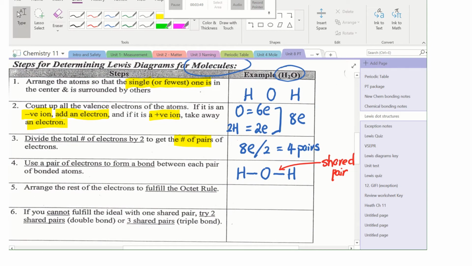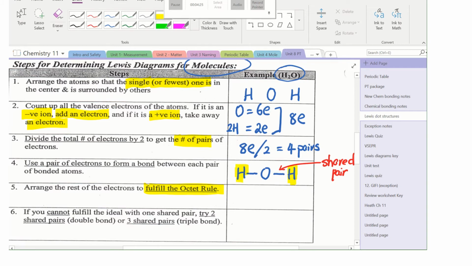Step number 5: once you have bonded the atoms together, now is the time to think about the octet rule. You need to fulfill the octet rule. Octet rule means 8 electrons or 4 pairs, so you need to remember that magic number. We want to make all the atoms happy by having 4 pairs of electrons, 8 electrons, around each atom, with the exception of hydrogen.